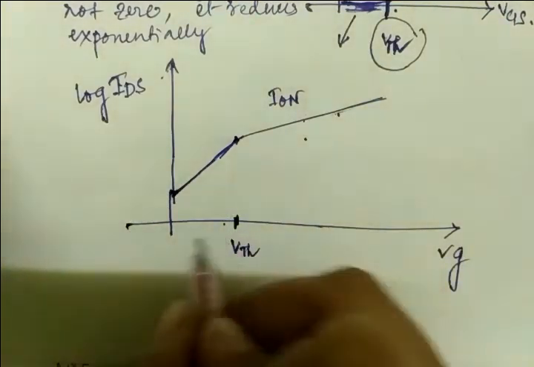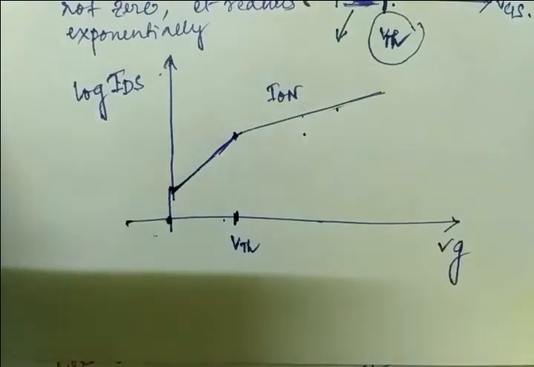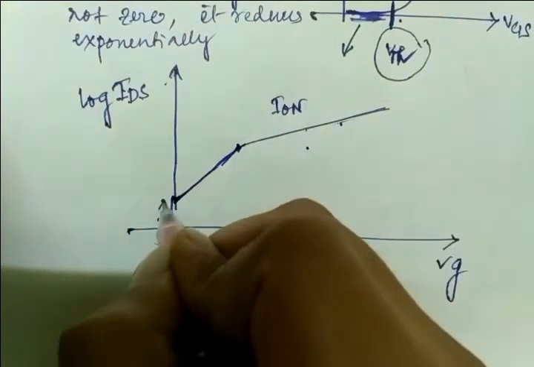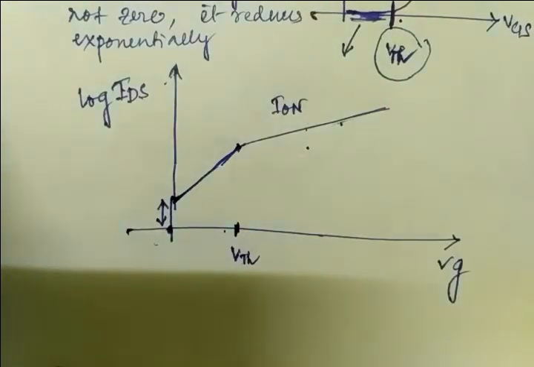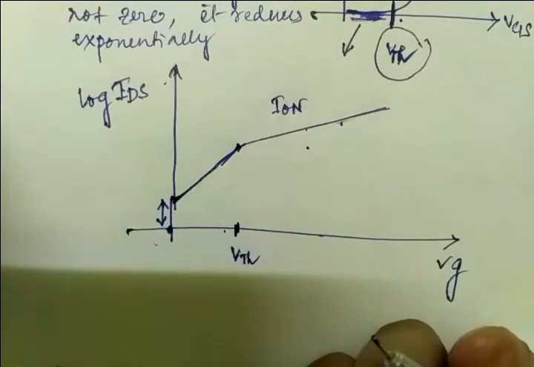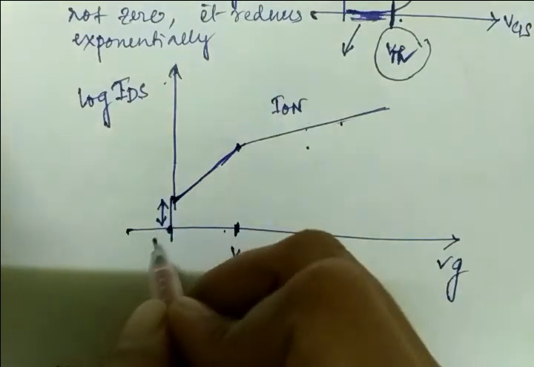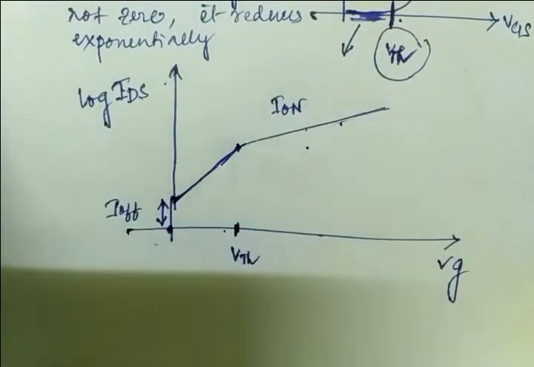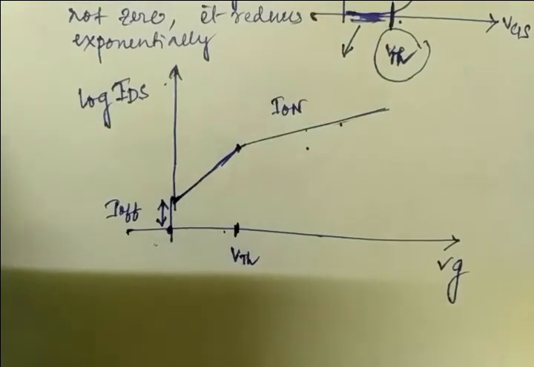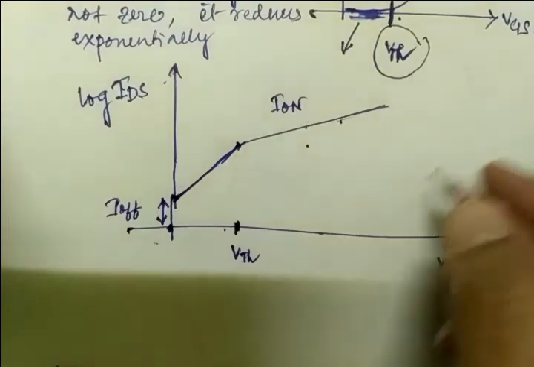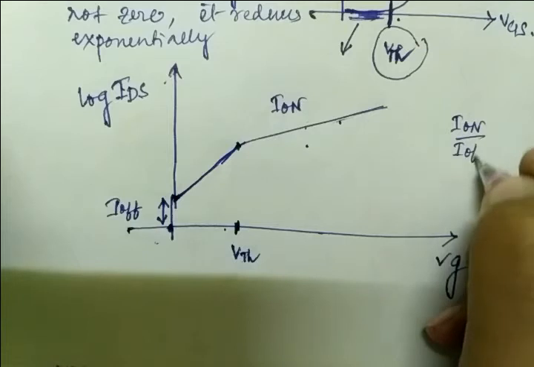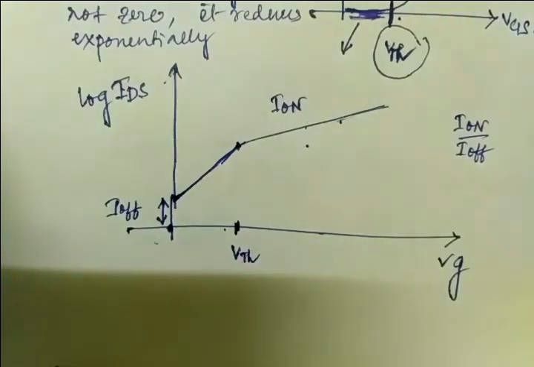At VG equal to 0, meaning this portion, there is some constant current. How can we relate this current? With VG at 0, there is still some current, and this is known as your I off, the off current, right? So what term is used to explain this? This is the ratio, I on by I off.